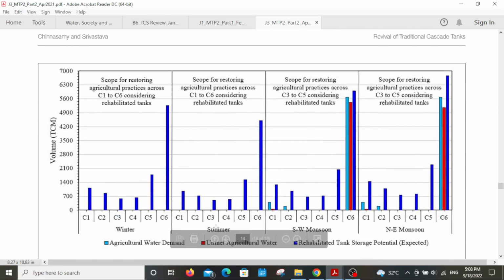So we now know that agriculture is being practiced in rural catchments, that is C1, C2, and one of the urban catchments, which is C6. So these are the 3 catchments where agriculture was practiced. However, actual practices discontinued in C3, C4, and C5. But our intention is, what if we revive the tanks and thereby develop scope for having cropping in these catchments as well. So we here show how the scope for restoring agriculture practices across C1 to C6 can be done by rehabilitating the tanks.